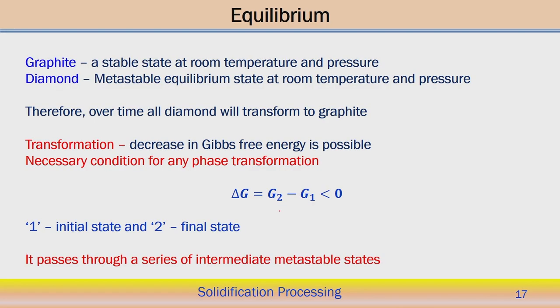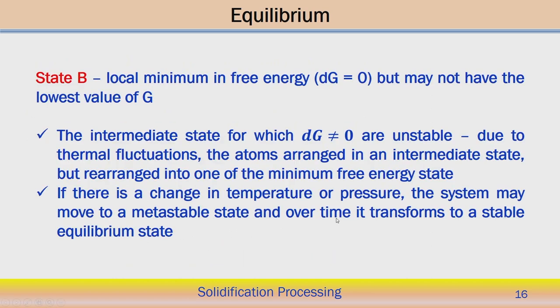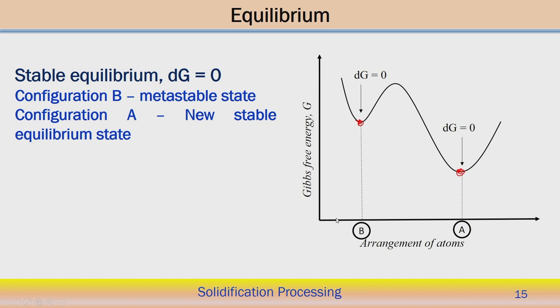So that's why delta G, from state 1 to state 2, G2 minus G1, should be less than 0, where 1 is the initial state and 2 is the final state. But between the initial state and the final state, it might pass through a series of intermediate metastable states. That possibility is there, and you can observe it from this graphical representation. So many metastable states may exist between state 1 and state 2.